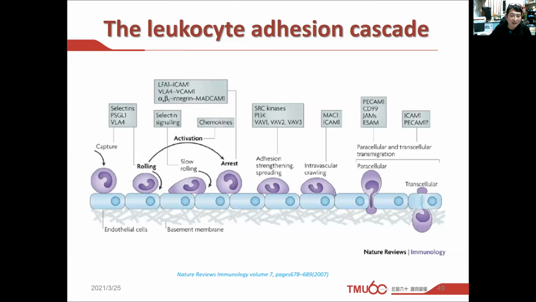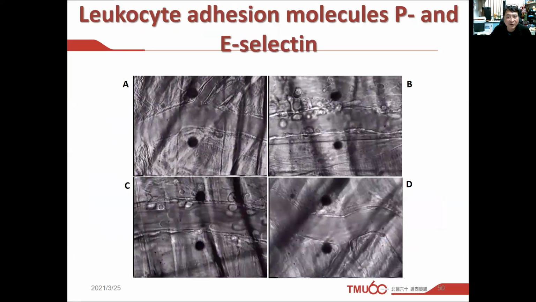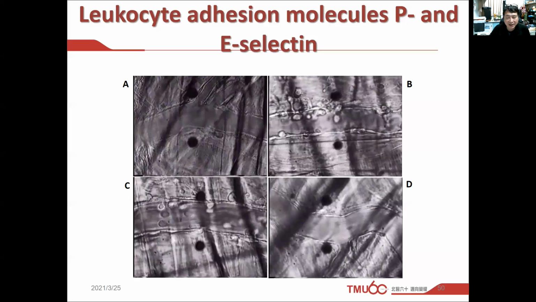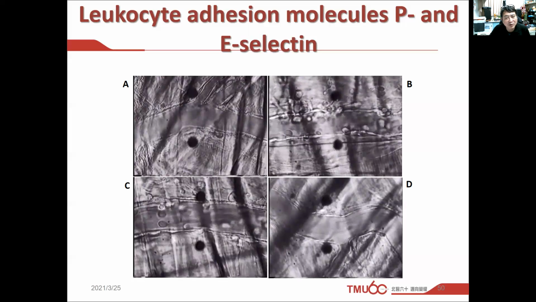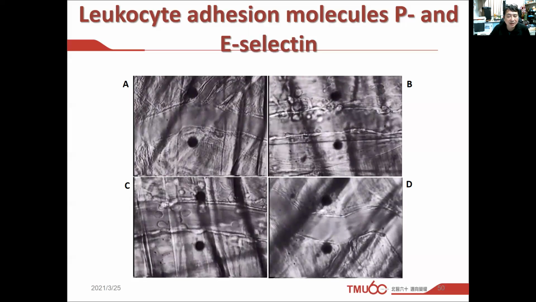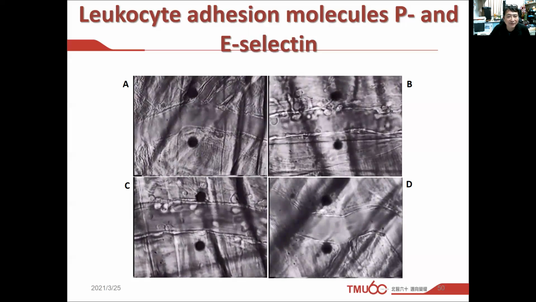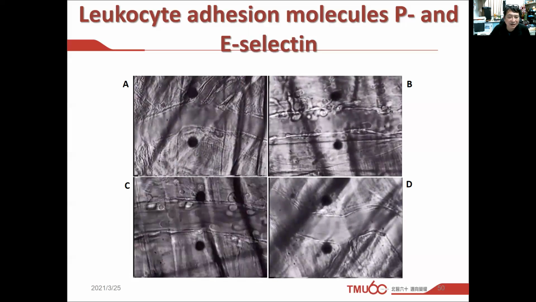Okay, and those processes from capturing, from rolling to arrest to transmigration, we call the leukocyte adhesion cascade. And in this film, they will show you one scene. You can see that if you are a good surgeon, this image was also taken from the intravital microscopy, and the figure was taken after a surgical procedure, I think it's 5 minutes after surgery.